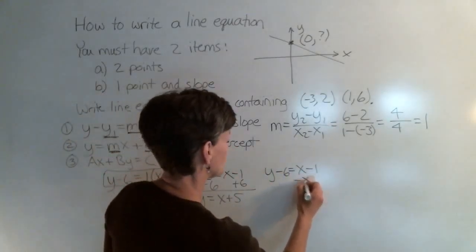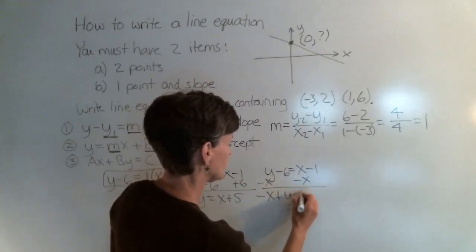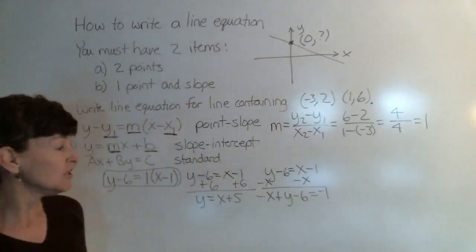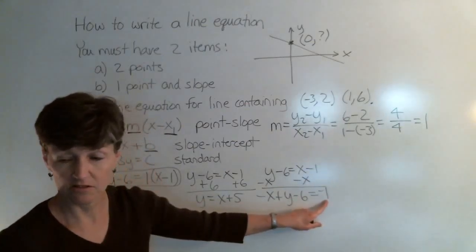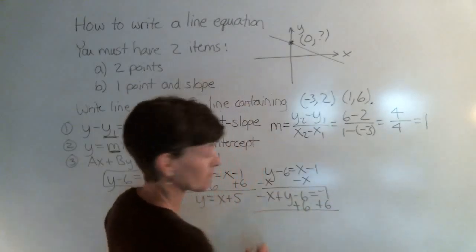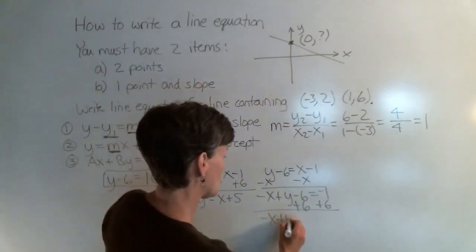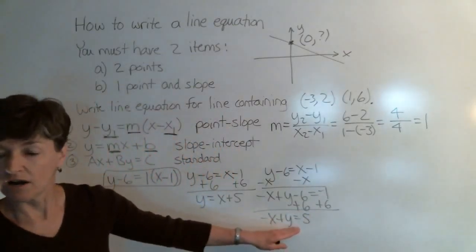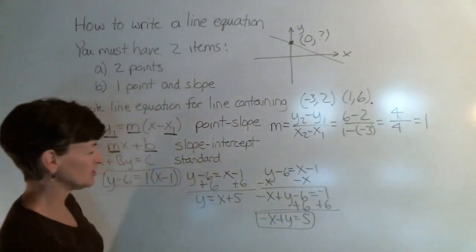I'm going to move my x over here. So I've got minus x plus y minus 6 equals negative 1. So I just move my x over. Now my x and y are on the same side, but I need to get my numbers on this side. So I need to move my 6. All right? And my final answer would be negative x plus y equals 5. So here's the standard form of my line equation.